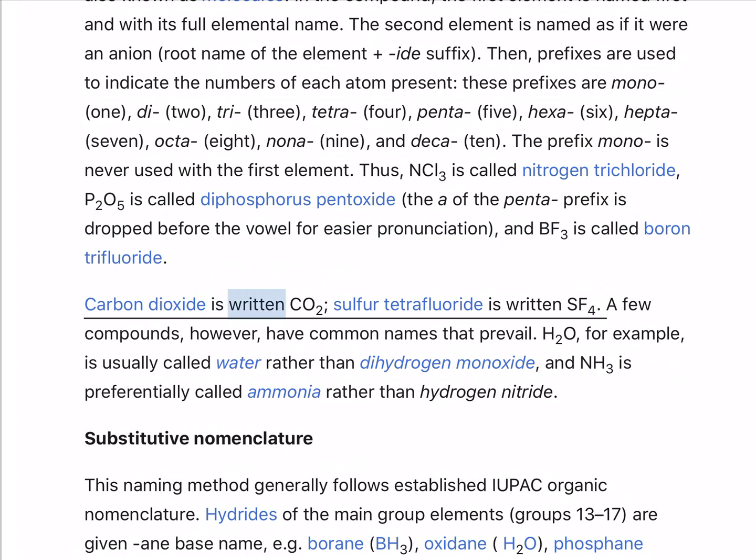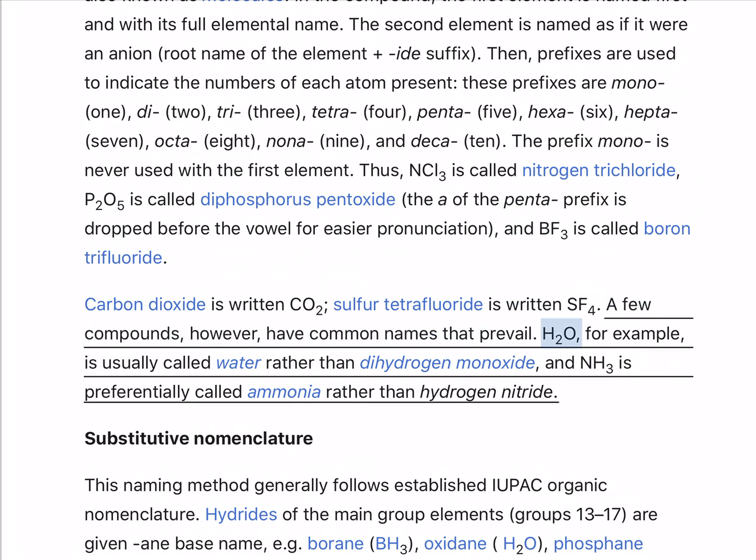Carbon dioxide is written CO2, sulfur tetrafluoride is written SF4. A few compounds, however, have common names that prevail. H2O, for example, is usually called water rather than dihydrogen monoxide, and NH3 is preferentially called ammonia rather than hydrogen nitride.